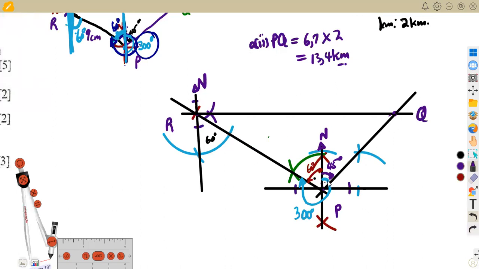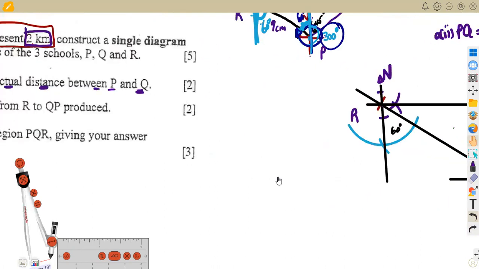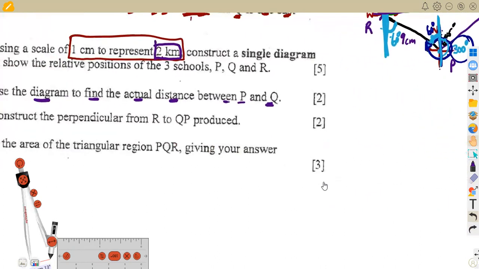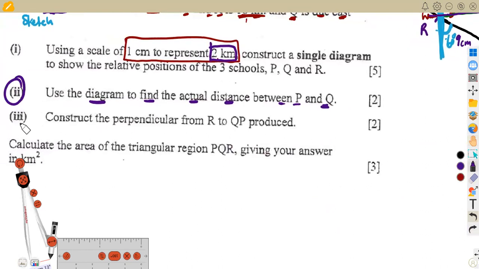All right, measure properly using your ruler, or you take a divider, you measure, then you place on the ruler to get the exact value on the ruler. This is how you work out this type of a question. Then the last part on the construction was to construct the perpendicular. That is the item 3 in this case. To construct the perpendicular from R to QP produced. How do you construct the perpendicular from a point to a line?